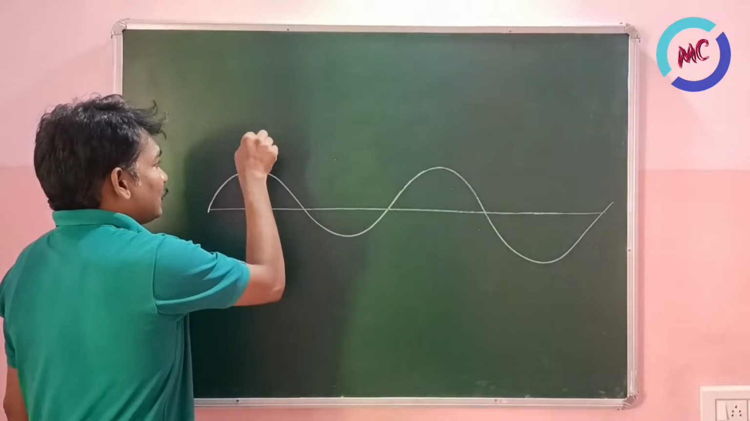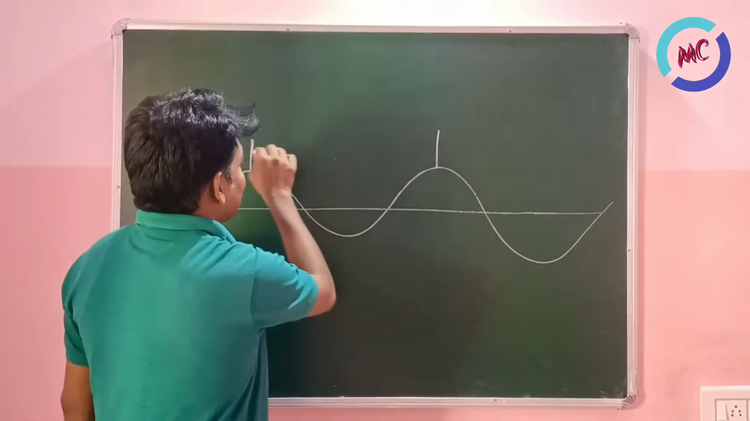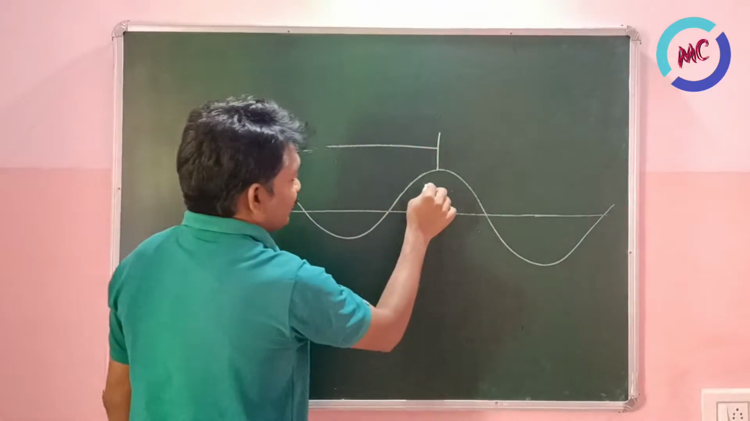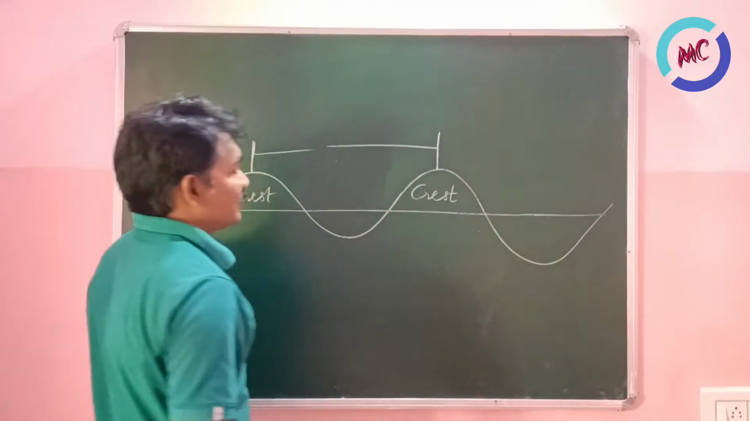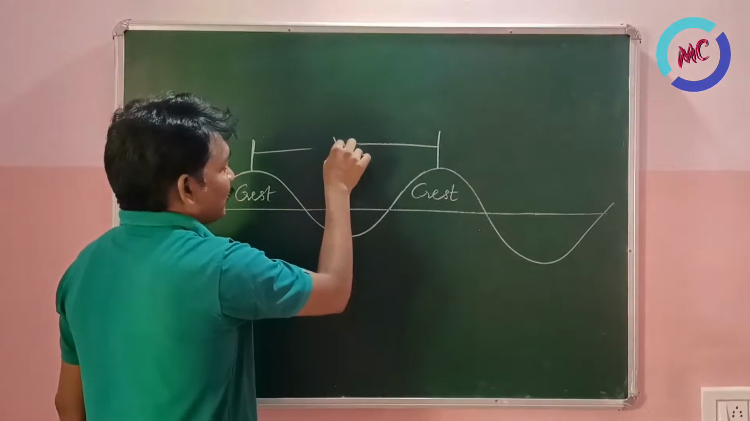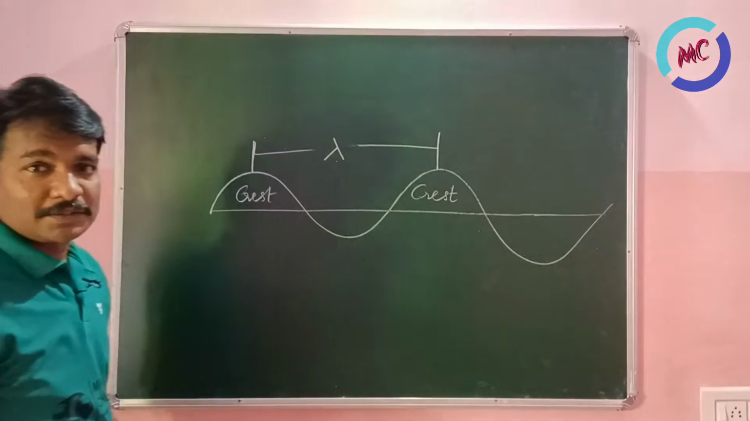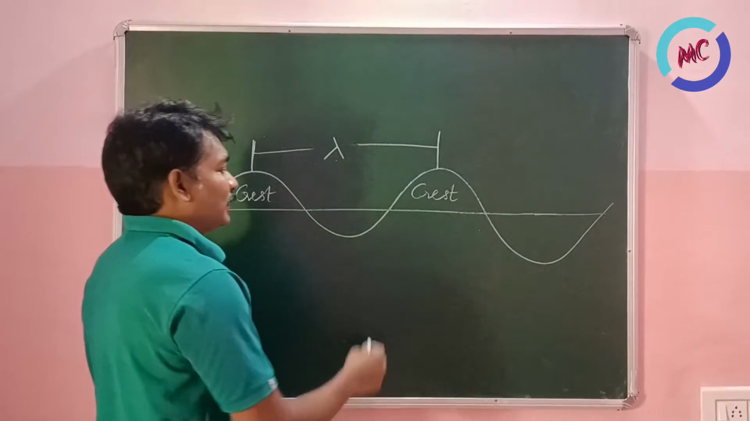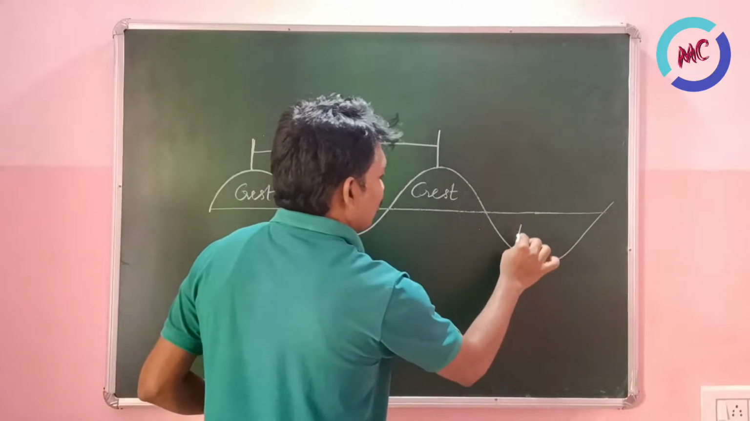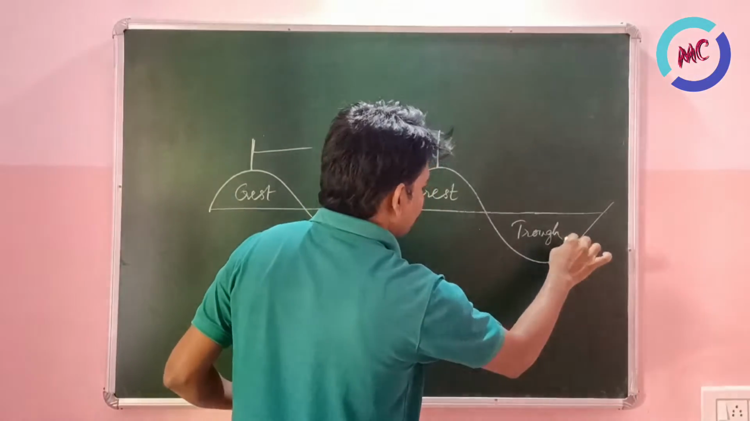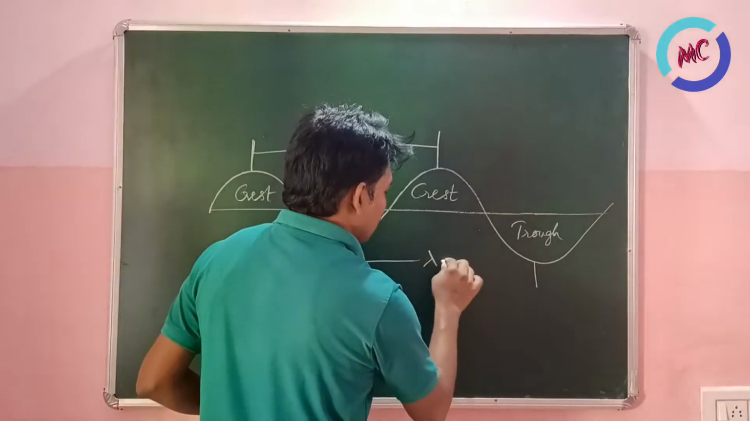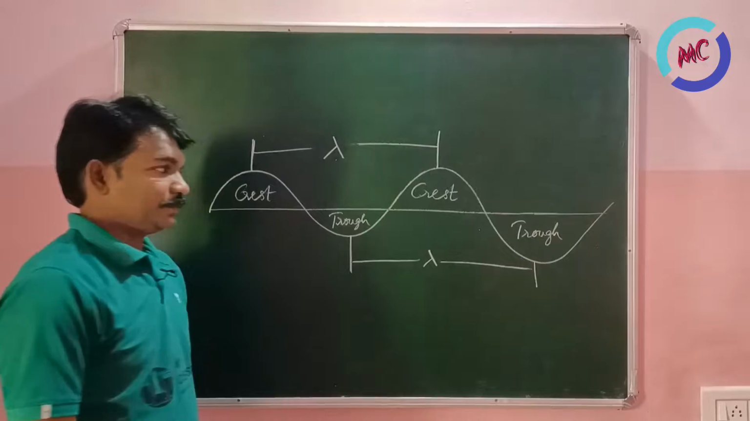See here, the distance between two successive crests. This is a crest, and this is the next crest. The distance between two successive crests is nothing but the wavelength of the radiation. It is represented with lambda. And see here, we can consider troughs also. If we consider troughs, the distance between two successive troughs is also the same thing, that is the wavelength of the radiation.